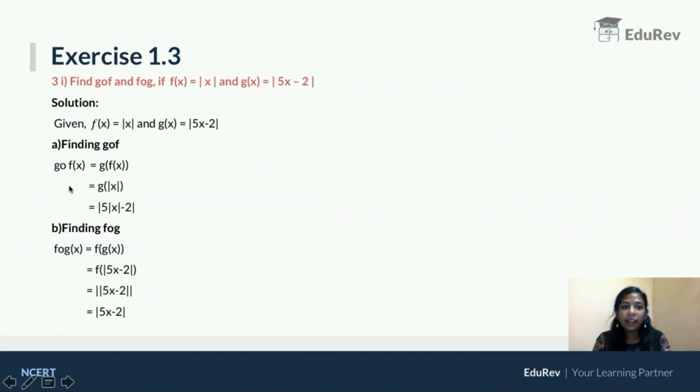See, g circle f is giving me value as mod of 5 mod x minus 2, whereas f circle g of x is giving me the value as mod 5x minus 2. And these both are not actually the same. So I can conclude in general g circle f is not equal to f circle g, or the composite functions are not commutative. I hope it is clear. I am moving on to the next slide.